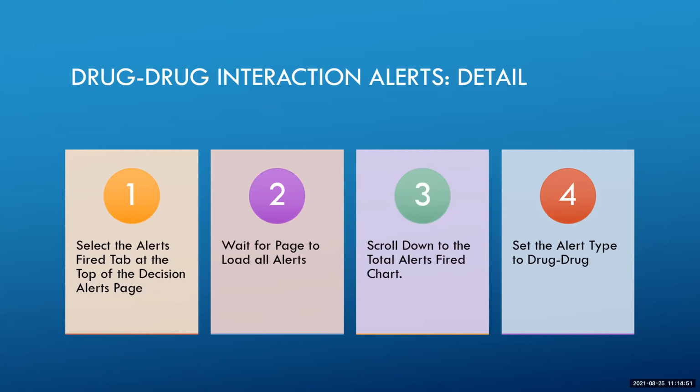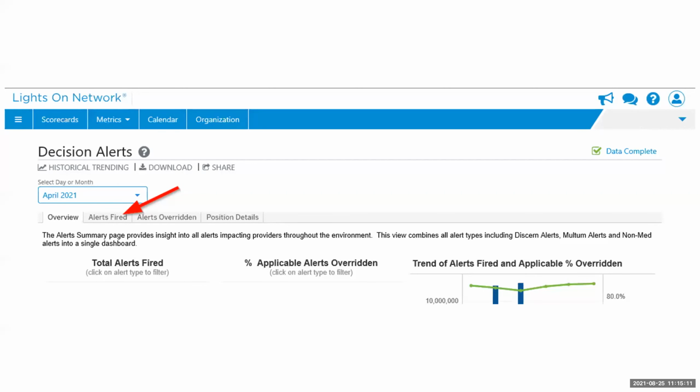You can also get some more information on each one of those drug interactions. If you scroll back up to the top of that page, there is an alerts fired tab. Once you click on that tab, it does take some time to load all the alerts. You can scroll down and then filter it again to just drug-drug interaction alerts. So this is that same web page. When we scroll up to the very top of it, before we were on the overview tab, we're going to click on the alerts fired tab.